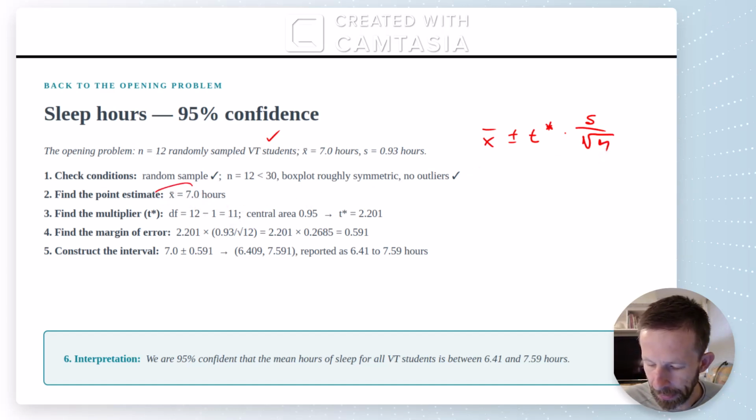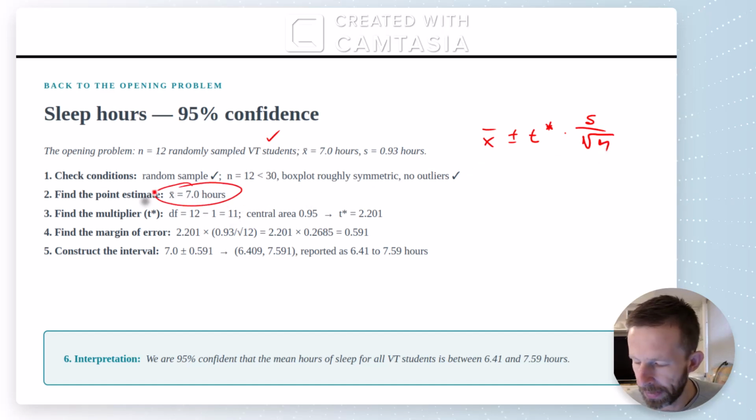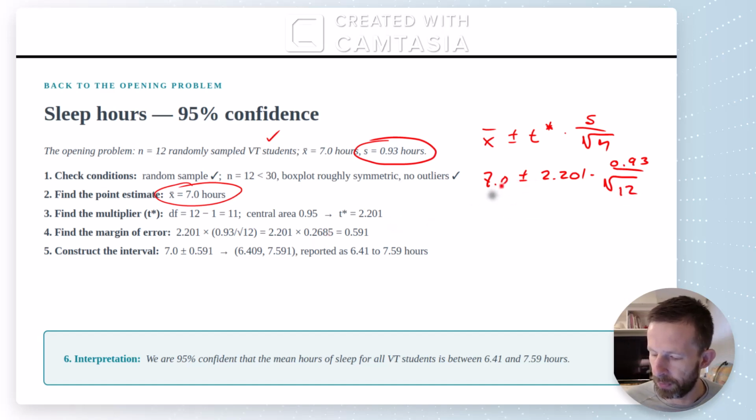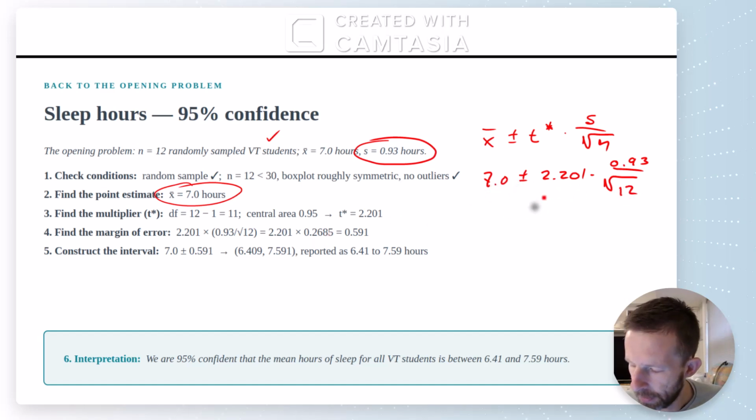So my sample mean is 7.0 plus or minus 2.201 times my sample standard deviation, which was 0.93, divided by the square root of my sample size, which is 12. So when you do this, 7 plus or minus, remember everything here is the margin of error.